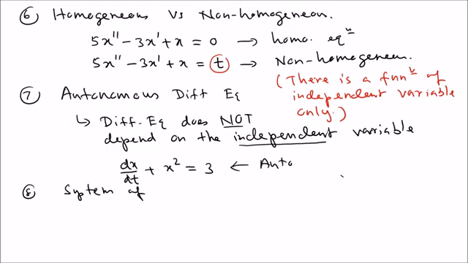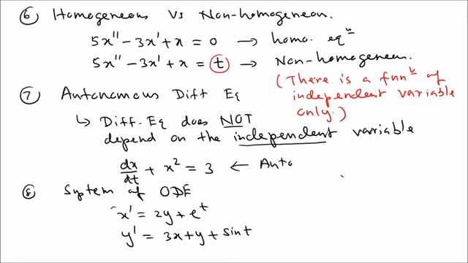A system of ODEs is not just one equation, but many equations. For example, x prime equals 2y plus e to the t, y prime equals, let's say, 3x plus y sine t. So this is what we call a system of ODEs. So we discussed all of these types. Good.